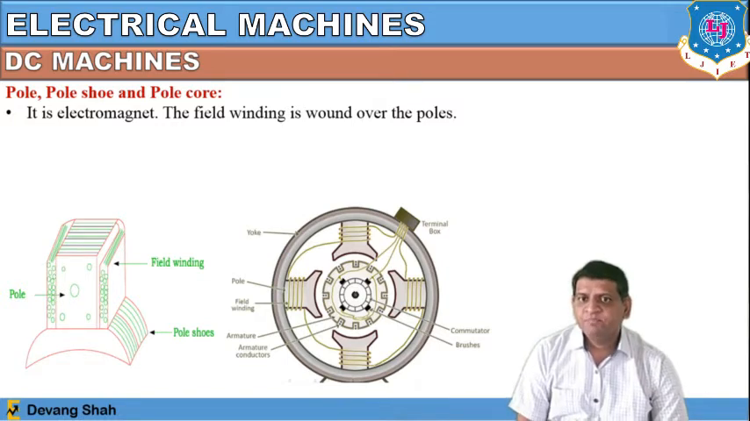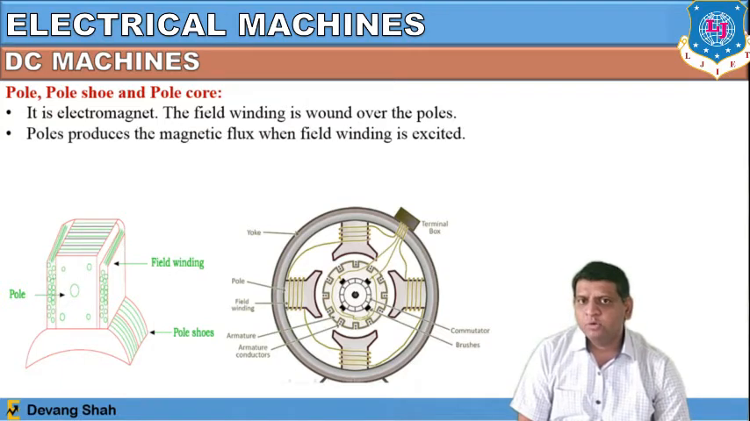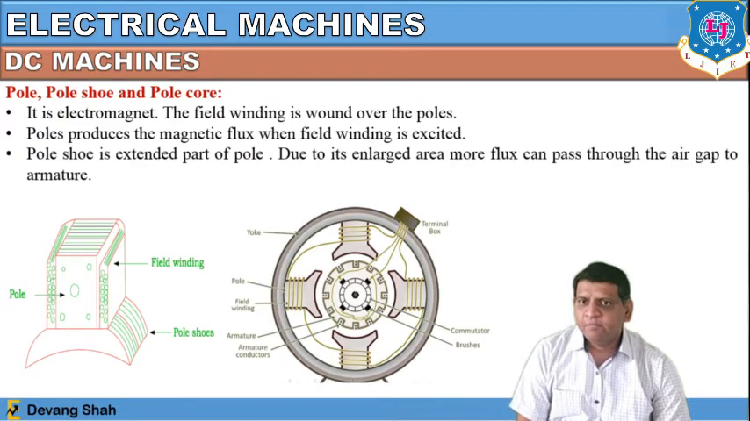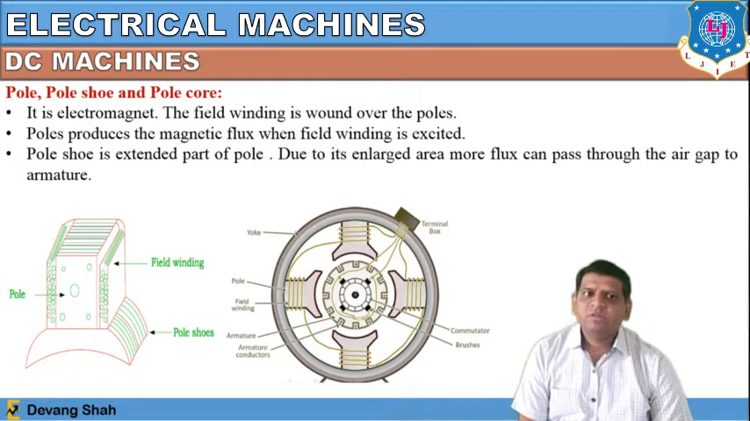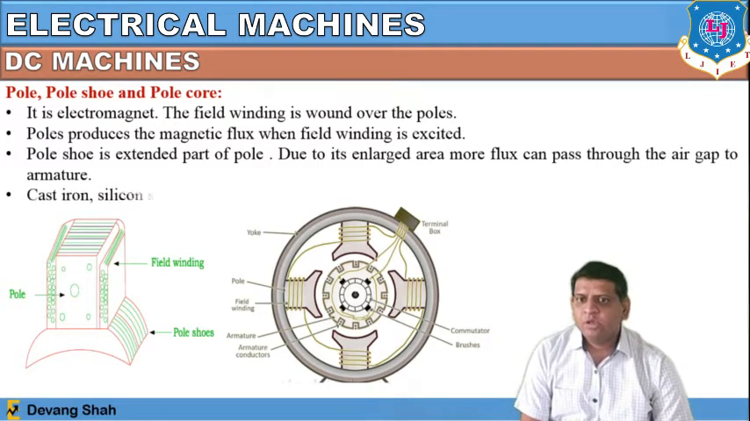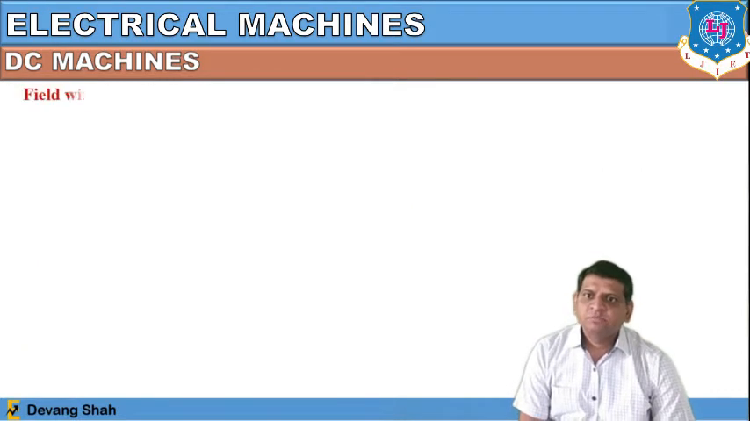So here it is an electromagnet. The field winding is wound over the poles. The poles produce the magnetic flux when the field winding is excited, and the pole shoe is an extended part of the pole. Due to the enlarged area, more flux can pass through the air gap to the armature. So it is made up of cast iron and silicon steel.